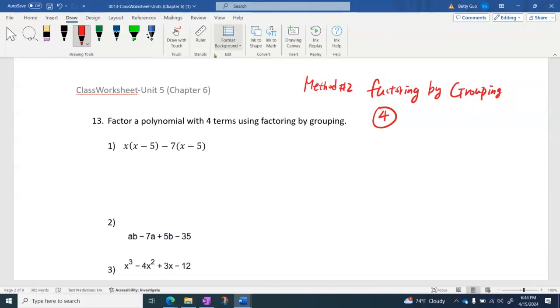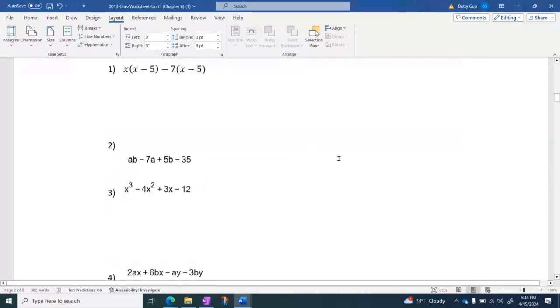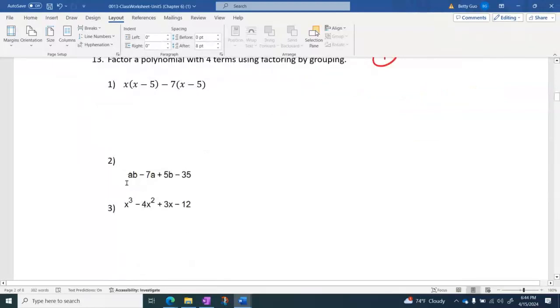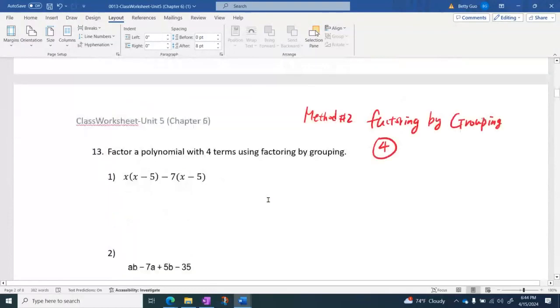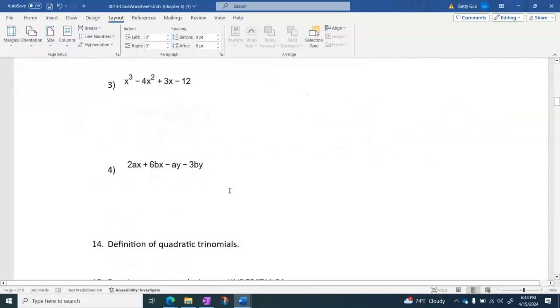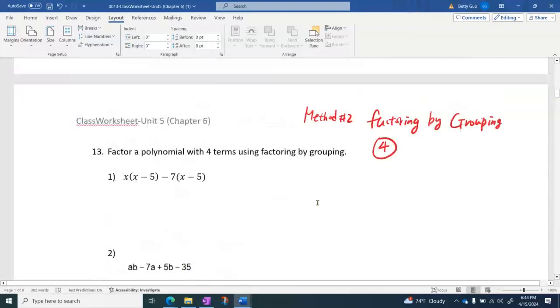For example, here, number 3, x cubed minus 4x squared plus 3x minus 12. This polynomial has 4 terms, right? And we would consider using this technique, factoring by grouping. Or number 2, ab minus 7a plus 5b minus 35, 1, 2, 3, 4, also 4 terms. So we should consider using factoring by grouping. Same with this one. I explained when we apply this technique, right?